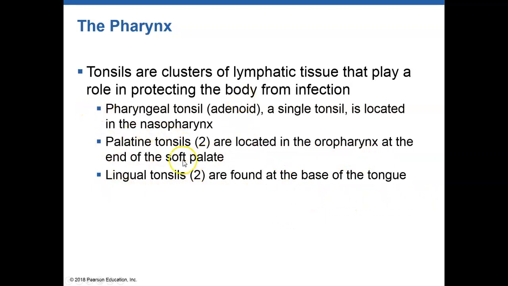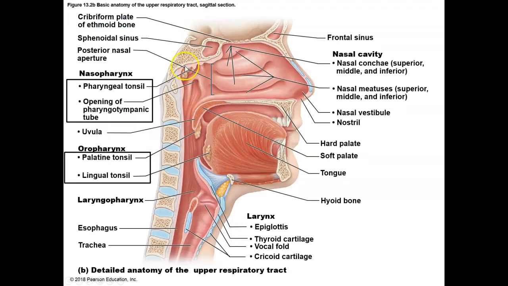The tonsils that we typically think of when we think of having our tonsils removed are the palatine tonsils. But oftentimes when the palatine tonsils are removed, we also remove this pharyngeal tonsil. And so here's that pharyngeal tonsil way up here. Here is the palatine tonsil, and then you can see the lingual tonsil right here. So when you have your tonsils removed, it's usually the palatine tonsils and the adenoids that are removed.